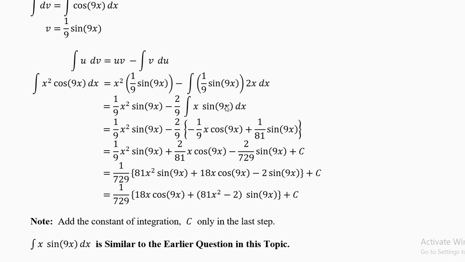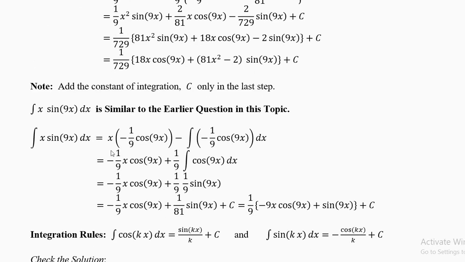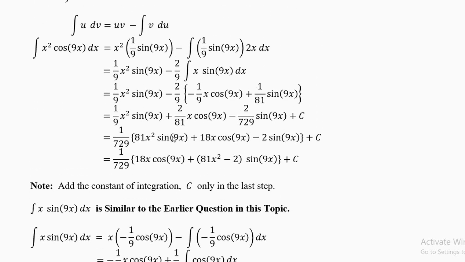Now do x sine 9x. In the margins as before, put u equal to x, put dv equal to sine 9x dx. Your answer will be in the flower brackets: minus 1 over 9 x cosine 9x plus 1 over 81 sine 9x. Do not write plus c at this stage. We will write it in the next stage. Open these brackets, you will get 1 by 9 x squared sine 9x plus 2 over 81 x cosine 9x minus 2 over 729 sine 9x plus c.